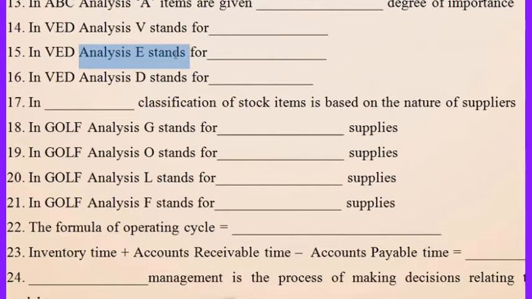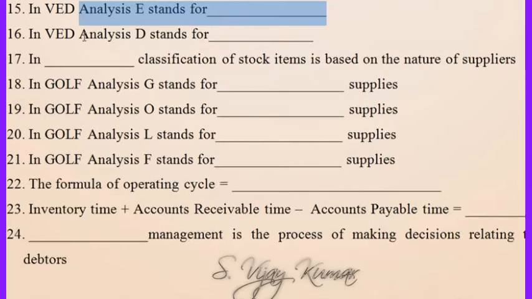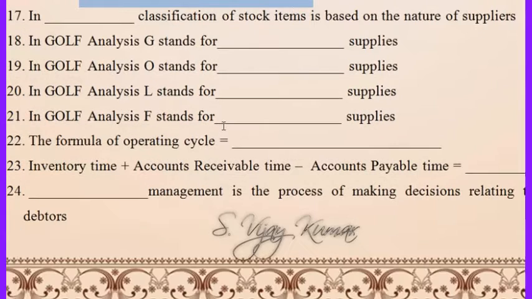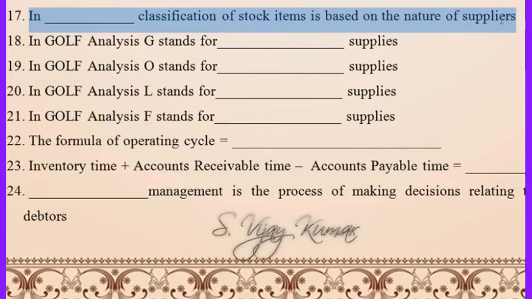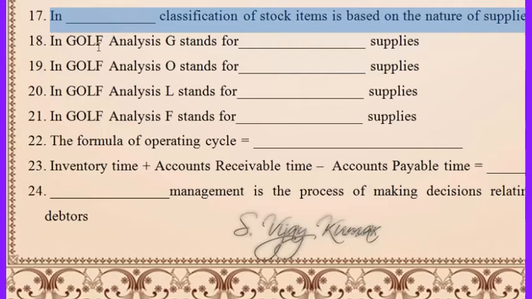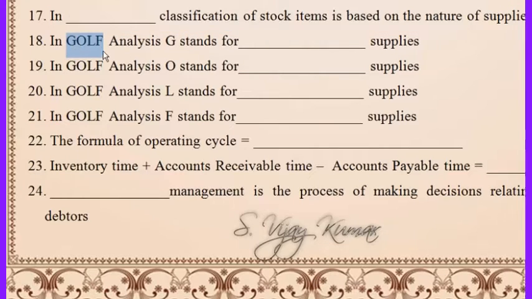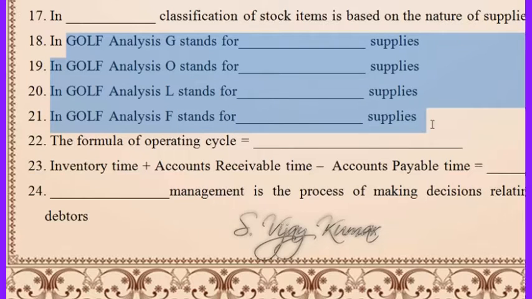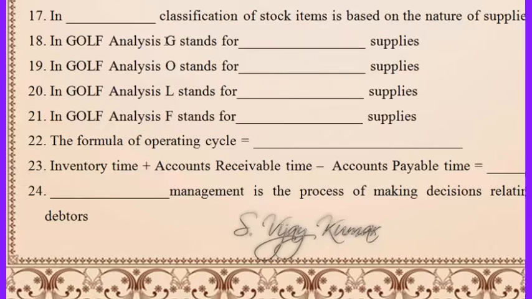In VED analysis, V stands for vital, E stands for essential, D stands for desirable. 17th, in dash classification of stock items is based on nature of suppliers. Who are supplying them? Based on that, we have GOLF analysis. What is this GOLF? We'll see in 18, 19, 20 and 21st question. In GOLF analysis, G stands for government supplies. G is over. Next question.